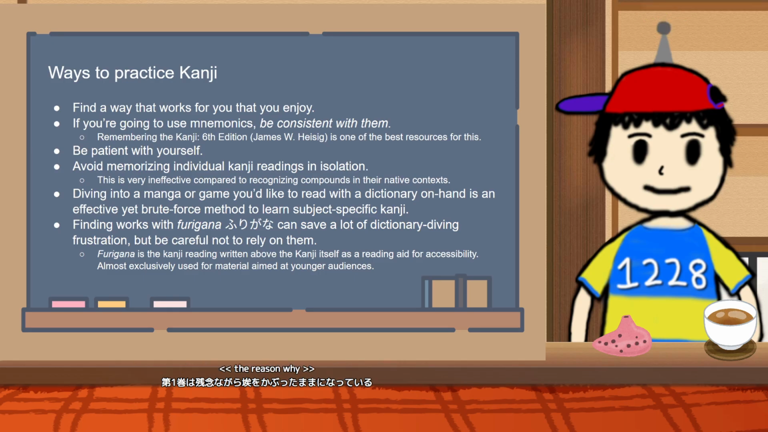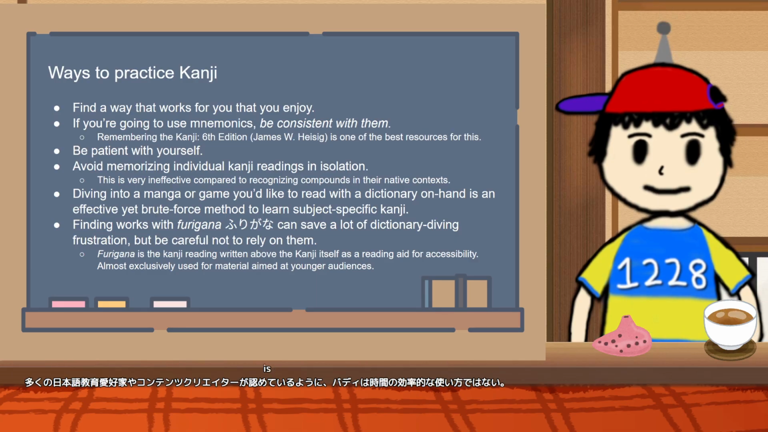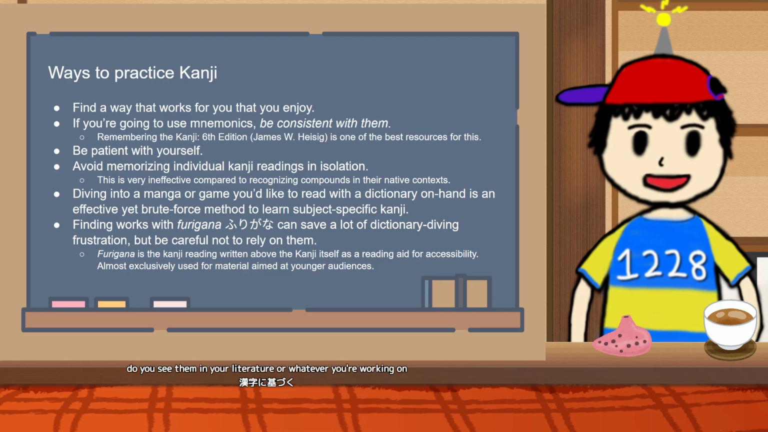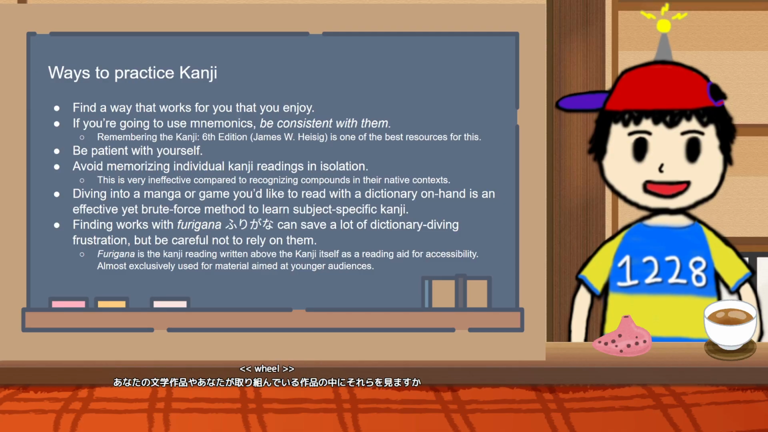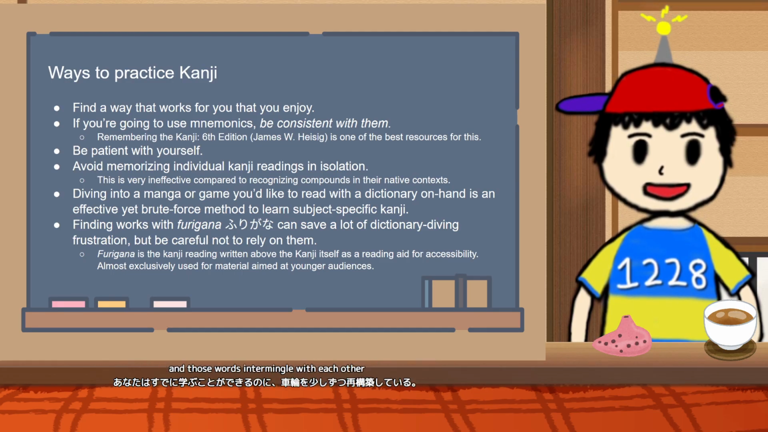The reason why isolated kanji reading study isn't an efficient use of your time, as corroborated by many Japanese teaching enthusiasts and content creators, is it's a lot more effective for your brain's connections to apply what you're learning as you go. When you are simply memorizing singular or multiple readings based on kanji, then when you see them in your literature or whatever you're working on, you are reconstructing the wheel piece by piece, when you could already be learning whole words, and those words intermingle with each other. This is because different kanji can be interchanged with different kanji for different kanji compounds for making words. Almost like Legos, but not quite.